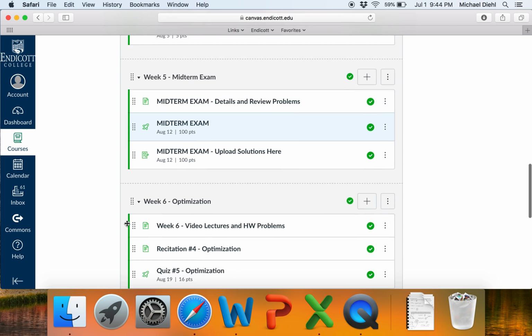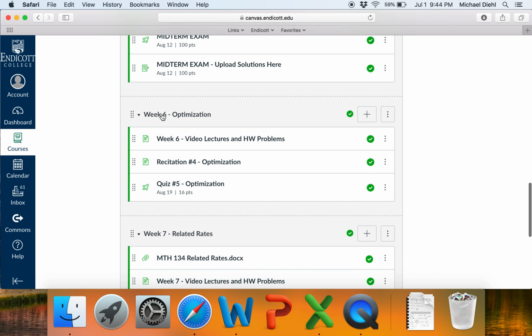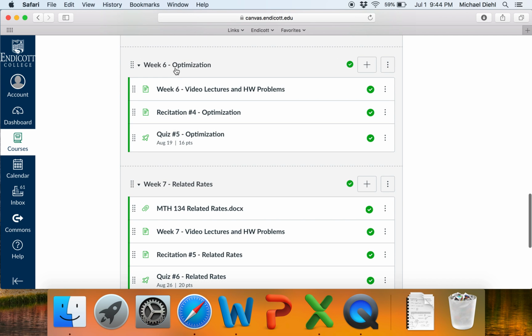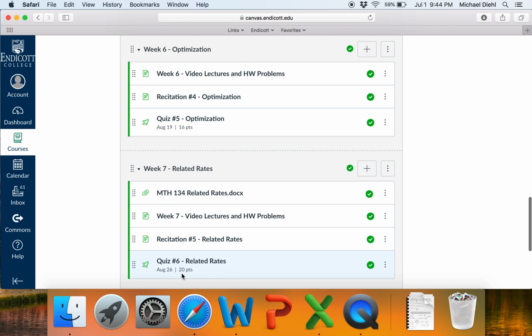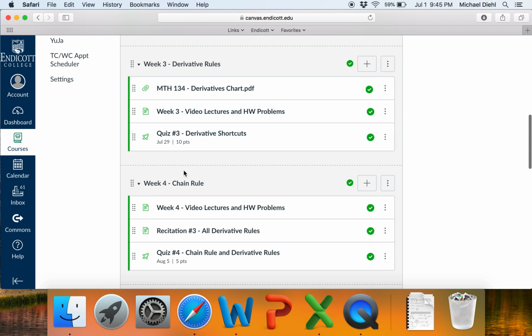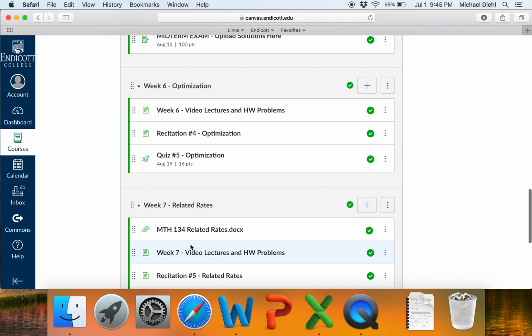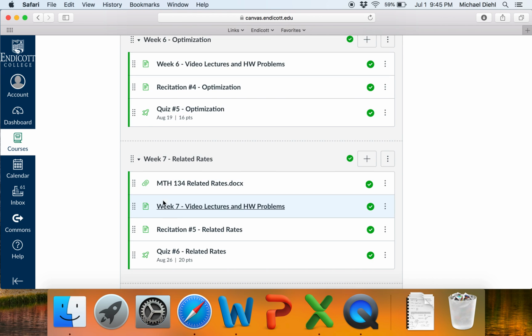So that's the midterm. For the final, there are 2 modules or 2 weeks of material after the midterm, optimization and related rates. These are more difficult for sure. For the most part, these are word problems, which by their nature I think are harder. These 2 topics use the stuff from the beginning of the course, and these are the main applications. So this is good stuff in here, but it is a little bit harder.